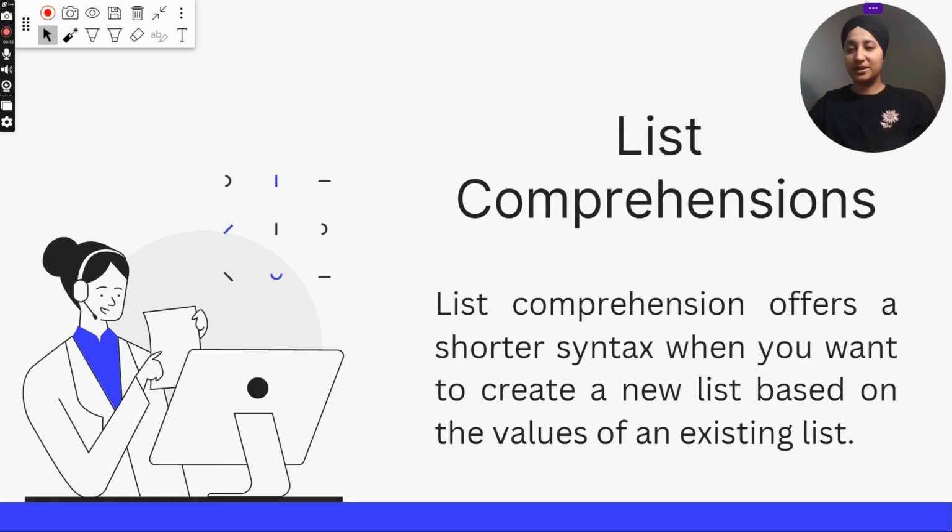The definition of list comprehension is: list comprehension offers a shorter syntax when you want to create a new list based on the values of an existing list. For example, you are given a list and you want to create a new list based on the list given to you. In this tutorial we will discuss a shorter way to create a new list. That is simply list comprehension. Let's understand how it happens.